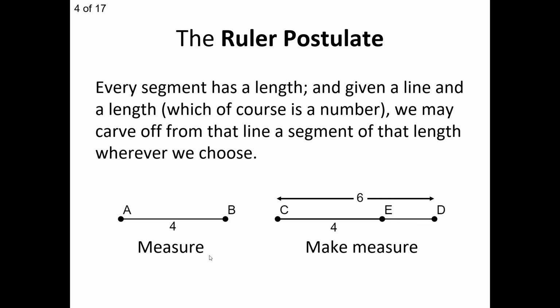So down below, we can actually roughly sum up the ruler postulate into two statements. It can measure and make measure. That's what it can do.